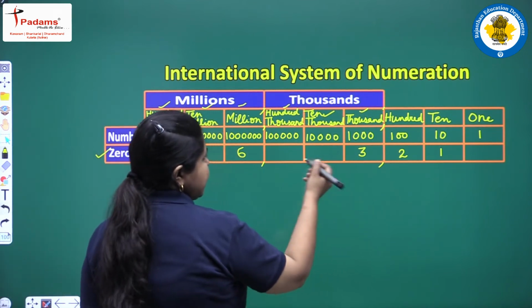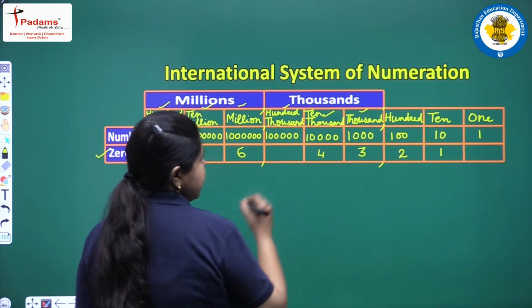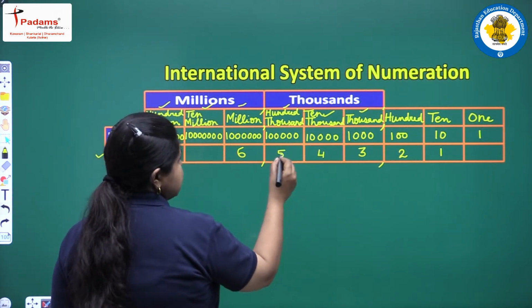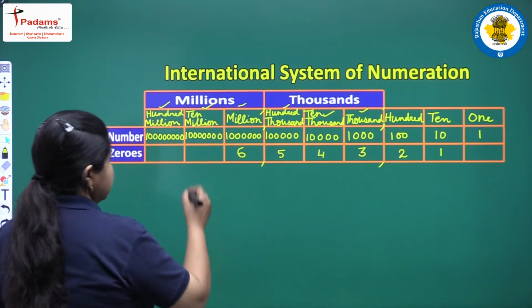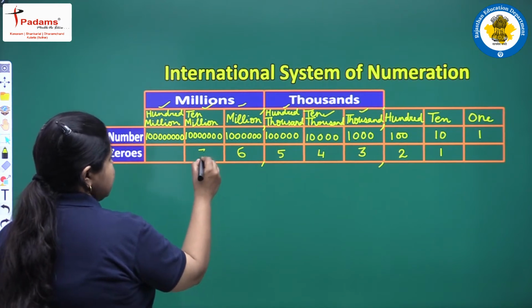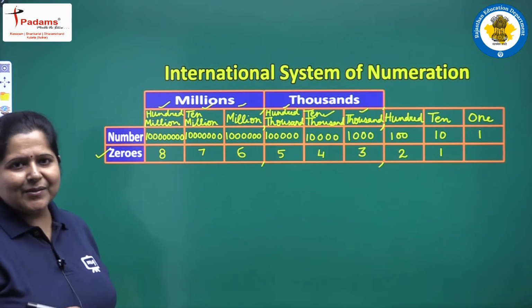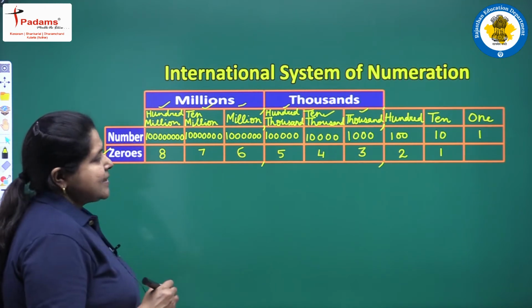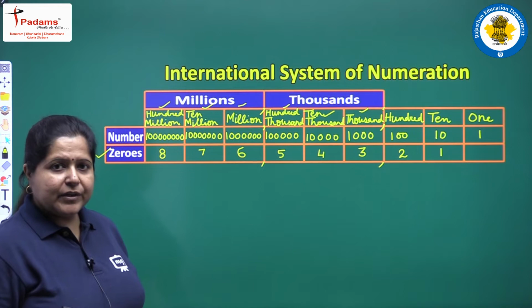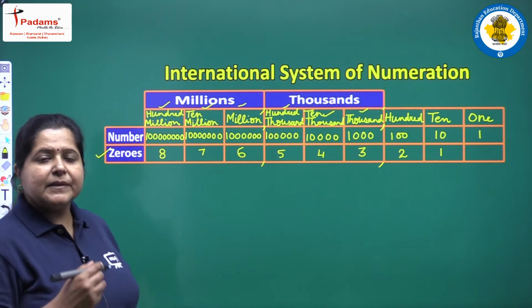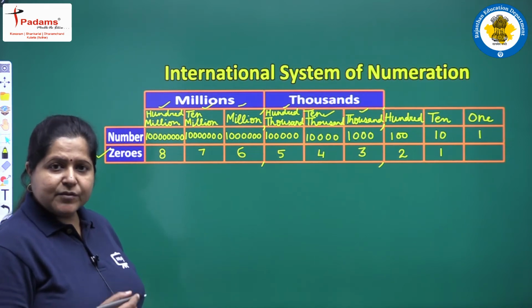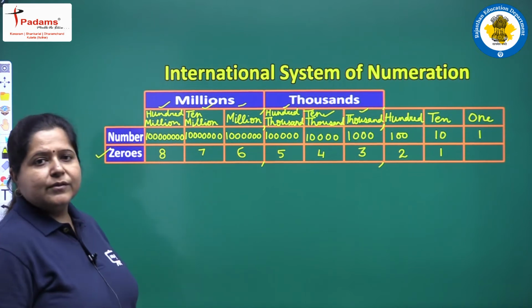Then we can easily write up 4 zeros in 10,000, 5 zeros in 100,000. Then 10 million has 7 zeros and 100 million has 8 zeros. So this is the international system of numeration. How we will write up the number names, it will be much more clear as we go on to this example.